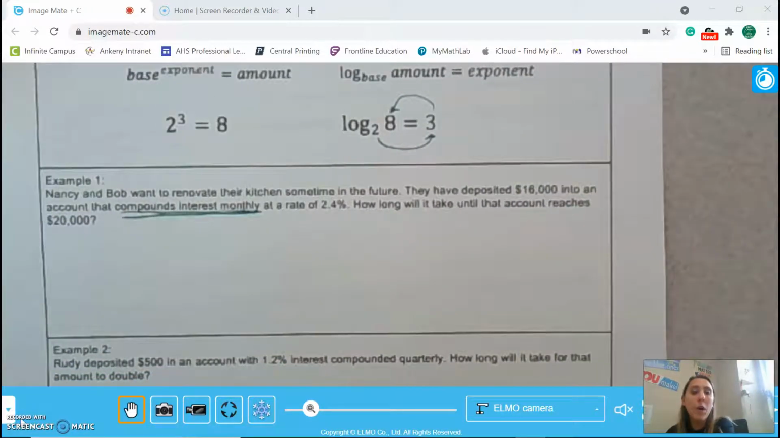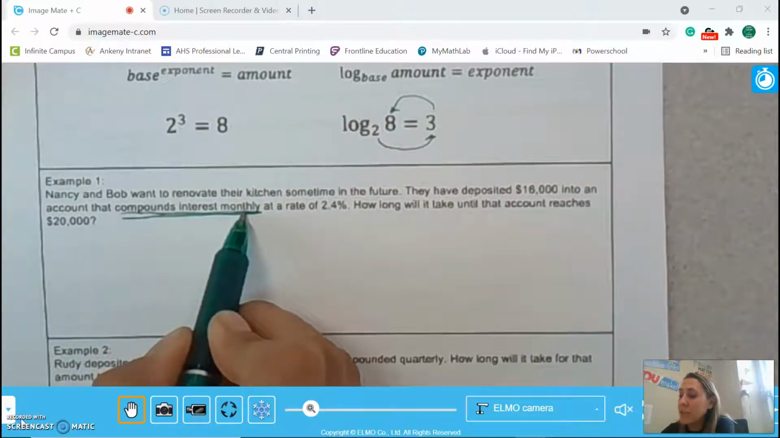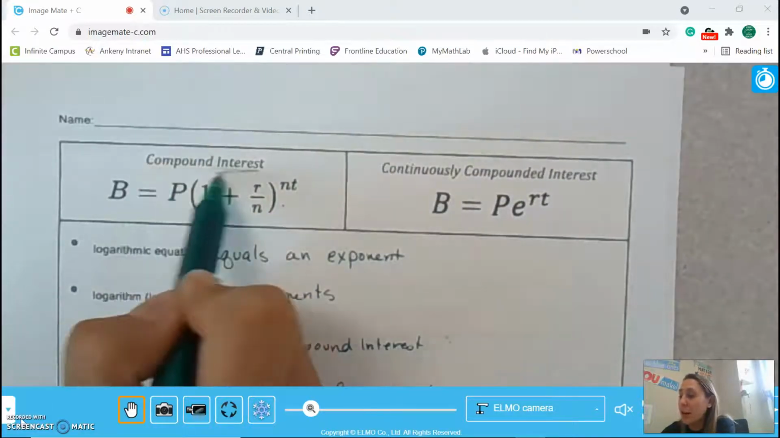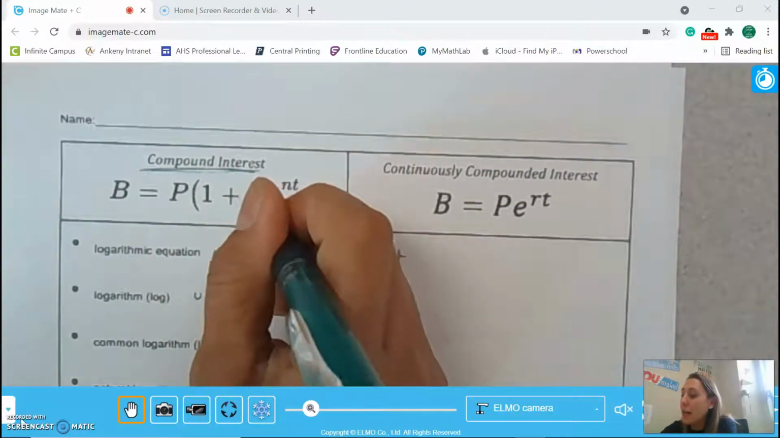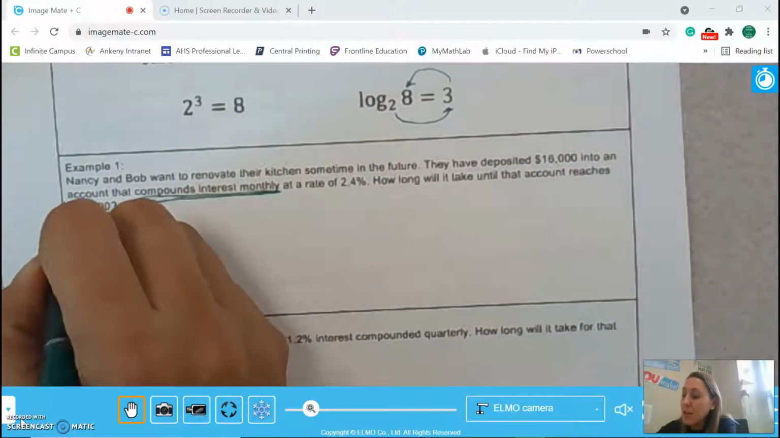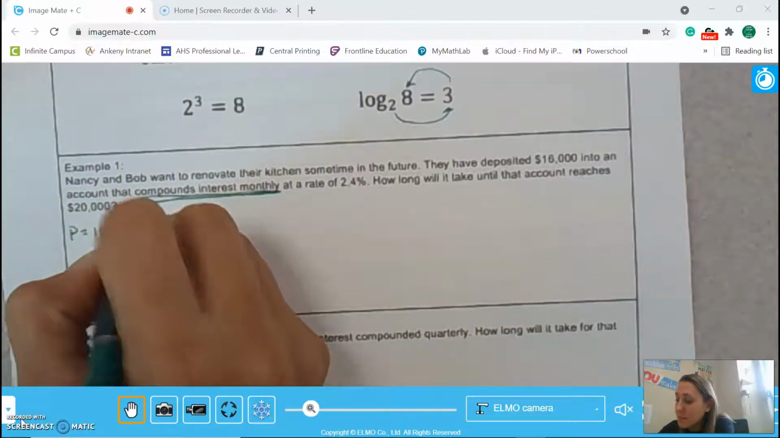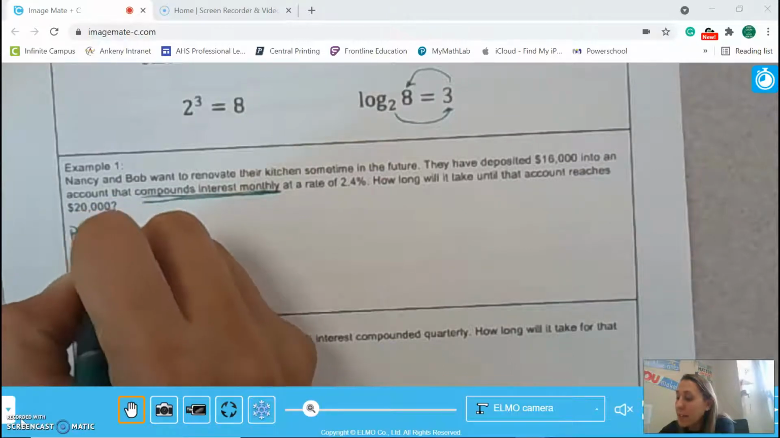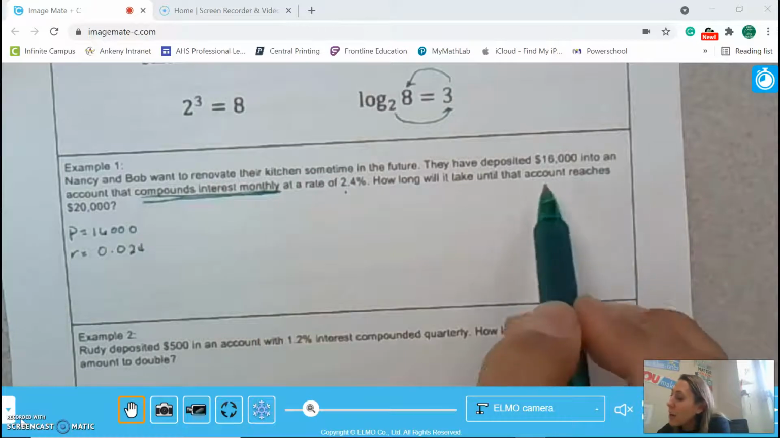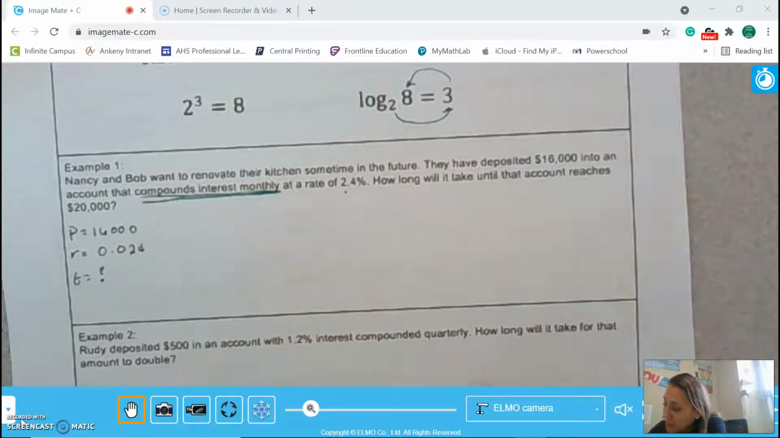Okay, so we have this. We are talking about something that compounds interest monthly. That means I am going to be using the compound interest formula because I'm going to have an n. So I'm going to plug in the things that I know. I know my principal is $16,000. I know that my rate is 0.024. I do not know my time. That's what we're looking for.